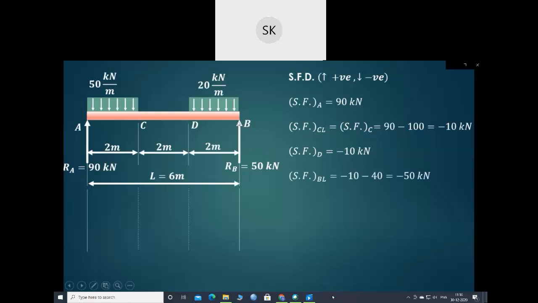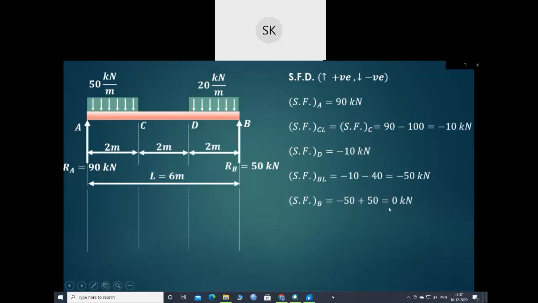At the left of the B, we have to take into consideration this uniformly distributed load of 20 into 2. So it is minus 10, which we have obtained up to point D, and to that we have to add 20 into 2 in the downward direction, that is 40 kilonewton. So minus 10 minus 40, that is minus 50 kilonewton. But exactly at point B, there is another reaction acting in the upward direction, so minus 50, which we have calculated earlier at the left of the B, and to that we have to add upward reaction of 50 kilonewton, so it is 0 kilonewton.